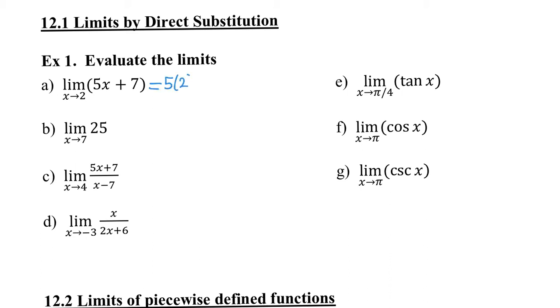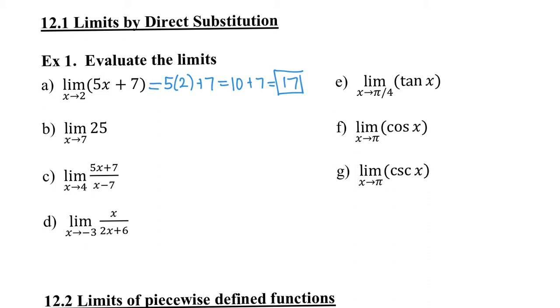So I'm going to go ahead and plug 2 in for x. 10 plus 7 is 17. So the limit as x approaches 2 of 5x plus 7 is 17, which makes sense because this is a line. So the limit should match where it evaluates to.